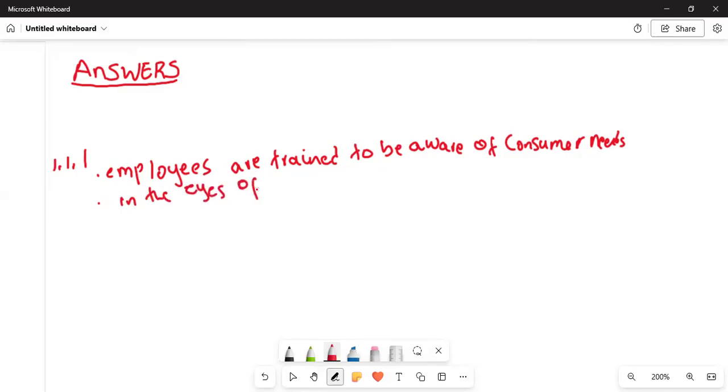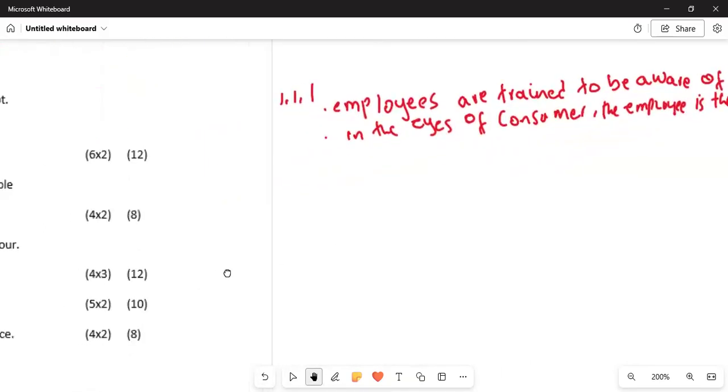In the eyes of the consumer, the employee is the business. When the consumer sees the employee, he sees someone who can satisfy his or her needs. So that is why, as an employee, you make sure that you treat your customers as kings and queens. You are going to attend to them and put them first before everything, making sure that their needs are attended to. So now let's move to 1.1.2.